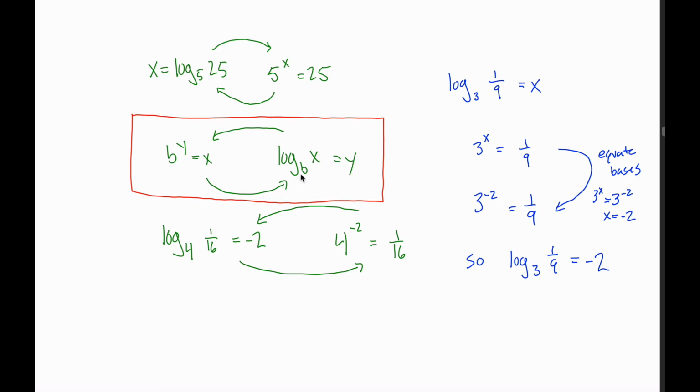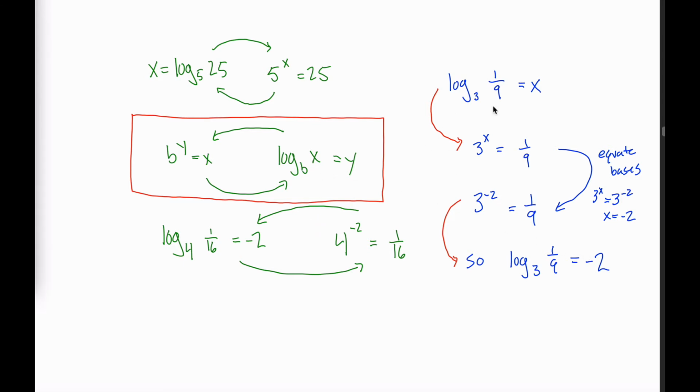So I can rewrite that in logarithmic form, and this 3 would go down here in the base, this 1/9 would go right next to the log because it's playing the role of x, and this -2 would go on the other side of the equation. So you can think about the way I got from this line to this line was switching between logarithmic and exponential equations using this red box, and the way I got from this line to this line was switching between exponential and logarithmic equations, again using this red box.